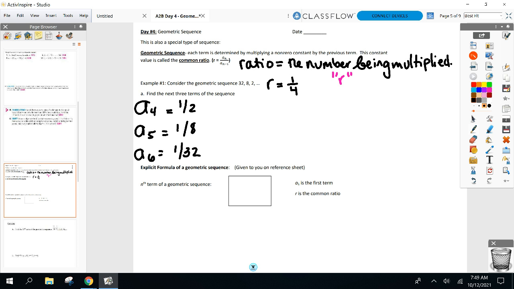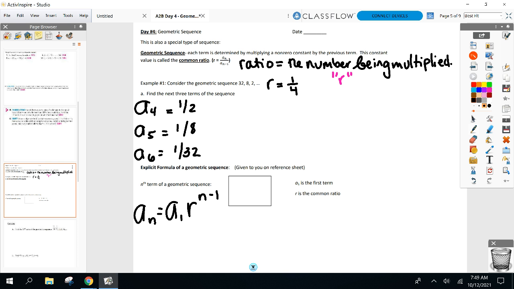Again, the formula for the nth term right on your formula sheet, a sub n equals a1, which is still what? First term times, what's r mean again? That's what I'm multiplying by, raised to the n minus 1. Right on your formula sheet. I'm not making this up anywhere. I'm not expecting you to memorize it for Friday. So what it's saying, to find any term in a geometric sequence, you take the first term, multiply it by the ratio raised to the n minus 1.